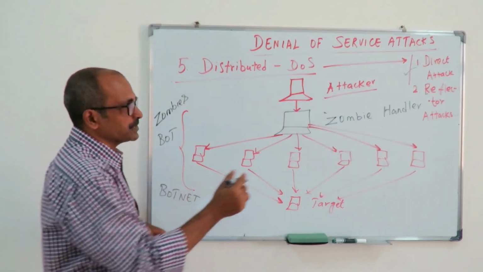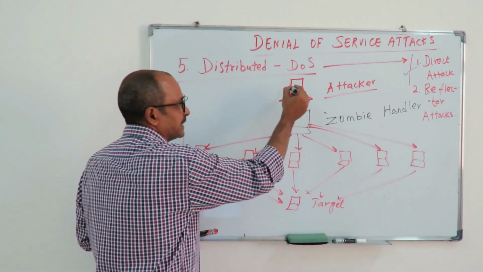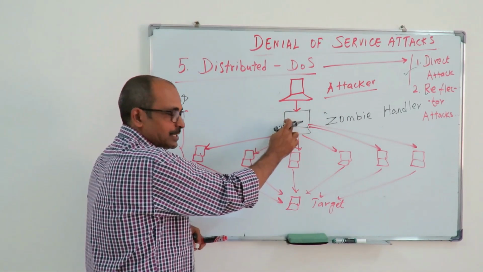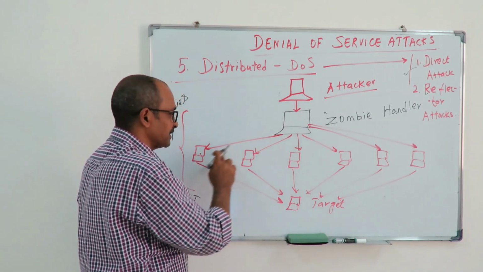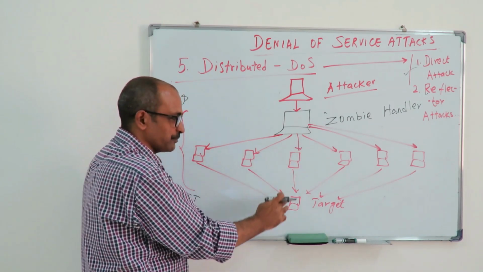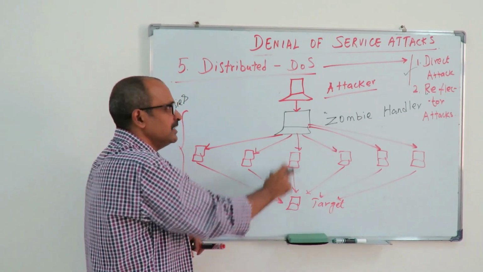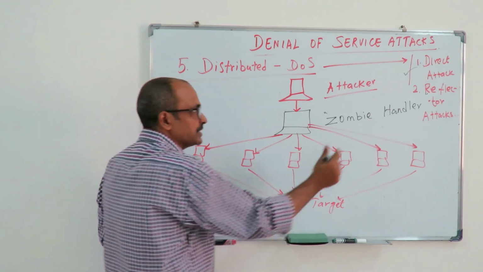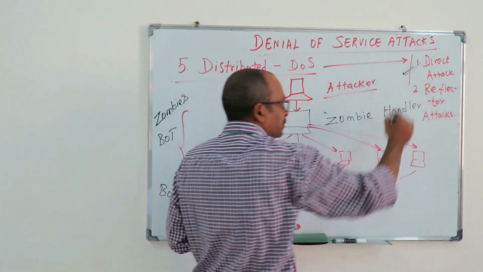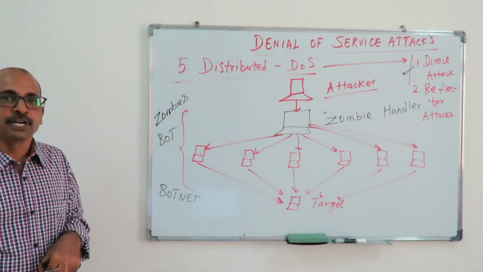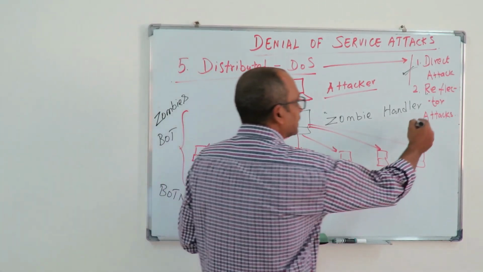We are not going to discuss the direct attack again, because the attacker is giving the instruction to the zombie handler, and the zombie handler is giving the instruction to all the zombie network. Finally, the target will be attacked. So this is a direct attack, which is almost completed. We are not going to discuss it, but we are going for the reflector attack.